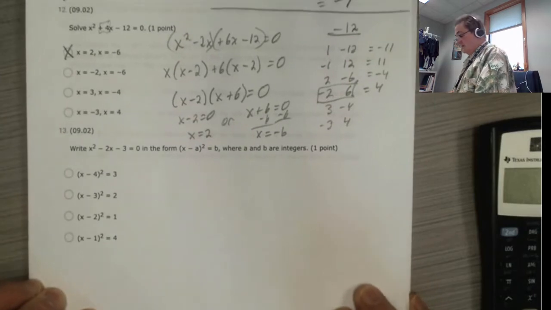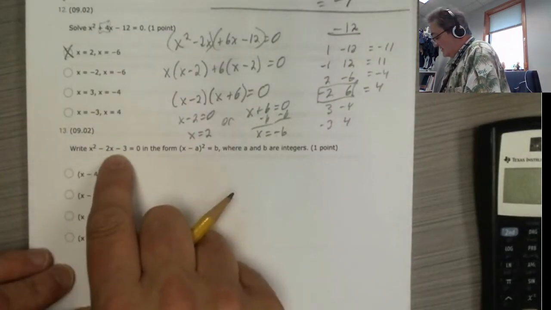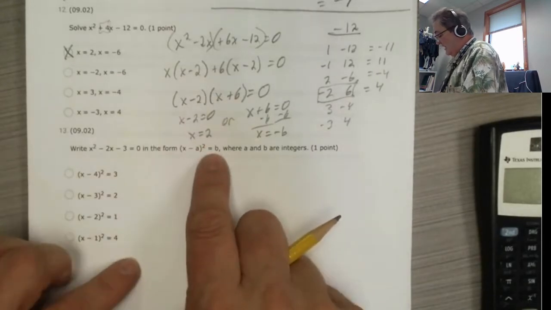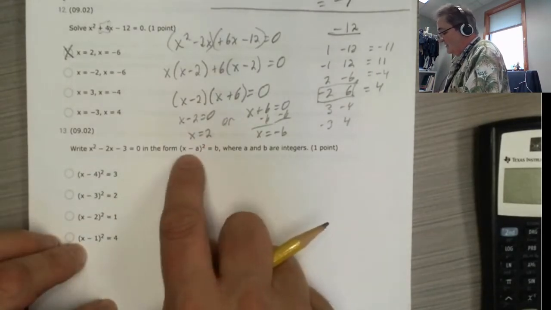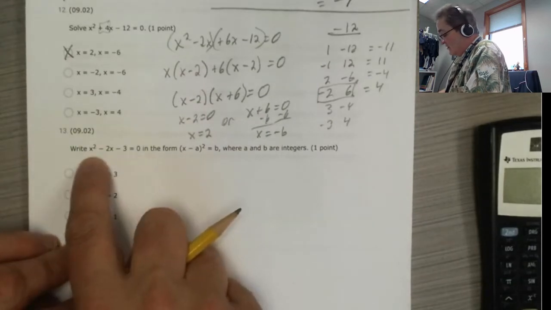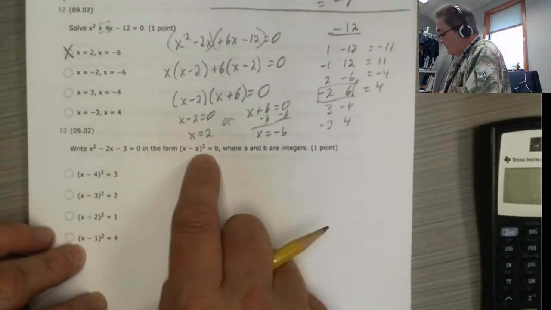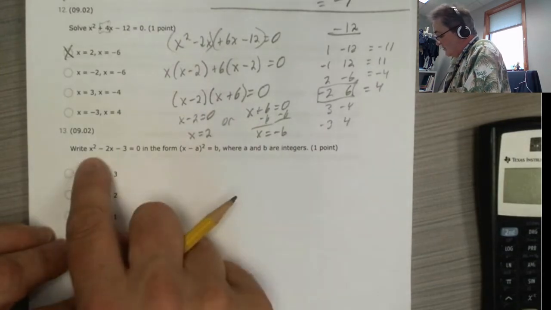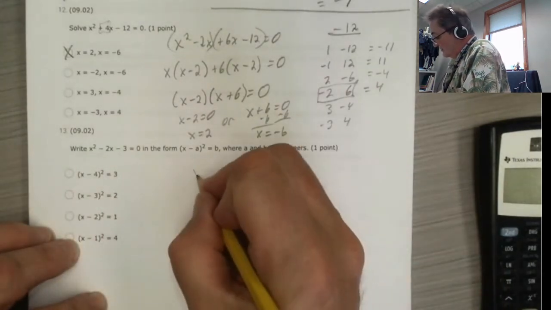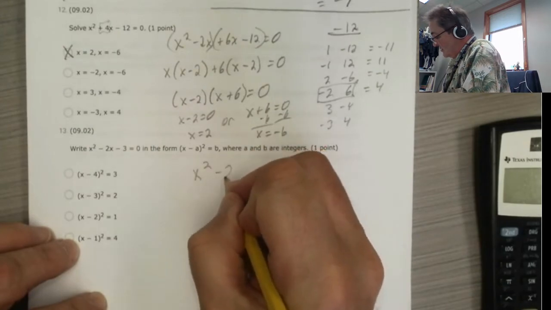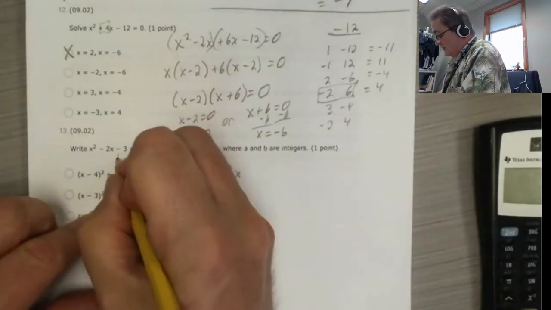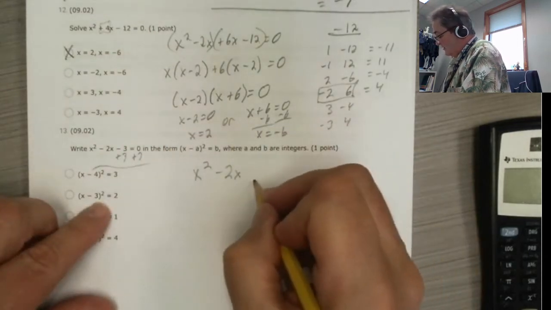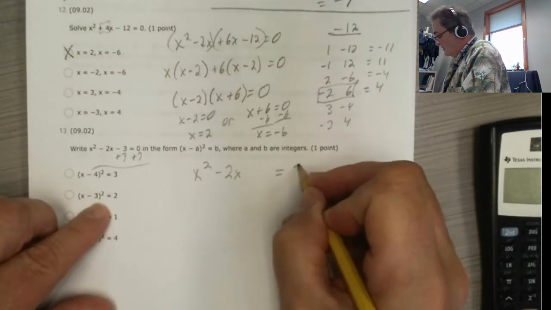All right. Write x squared minus 2x minus 3 equals 0 in the form x minus a squared equals b, where a and b are integers. So this is vertex form. It wants to take the standard form of a quadratic and put it into vertex form. To do that, they want b, just the constant, on the other side. We're going to move our constant to the other side. So we'll do x squared minus 2x, and we add 3 to both sides to move that. When we add 3, there's nothing left over here, and there's a 3 on the other side.